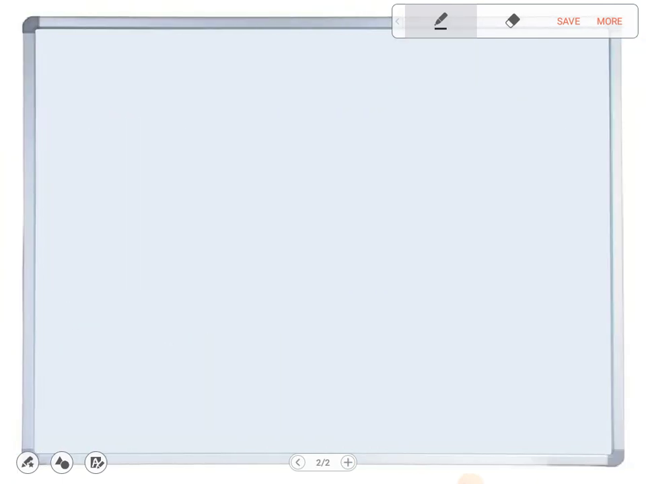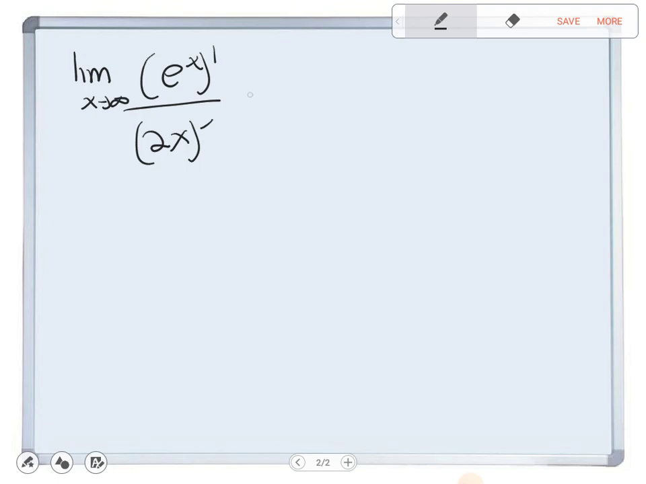Okay, we differentiate again. So we are going to have the limit of e to the power x, we differentiate this, over 2x, we differentiate this, as x approaches infinity. So what do we get? We end up getting the limit of e to the power x over 2 as x approaches infinity. Can we replace now here? Yes. If we replace infinity, we are getting infinity over 2.